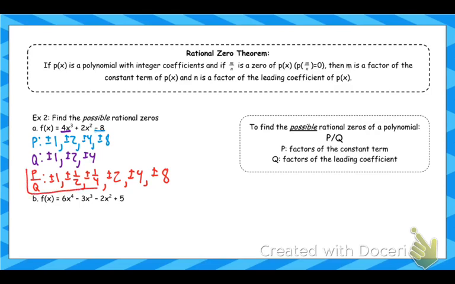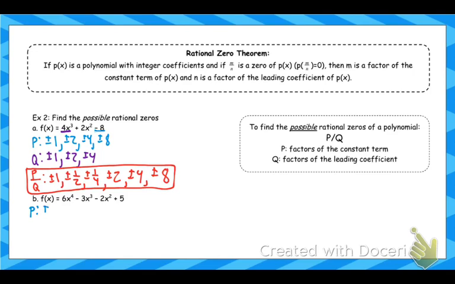So this final list of p over q values are all of the possible rational zeros. These are basically the points that we're going to use to test with synthetic division and do the same process we did in the first example. All right, so you guys go ahead and pause the video and try B. Find your values of P, your values of Q, and all the combinations of P divided by Q.